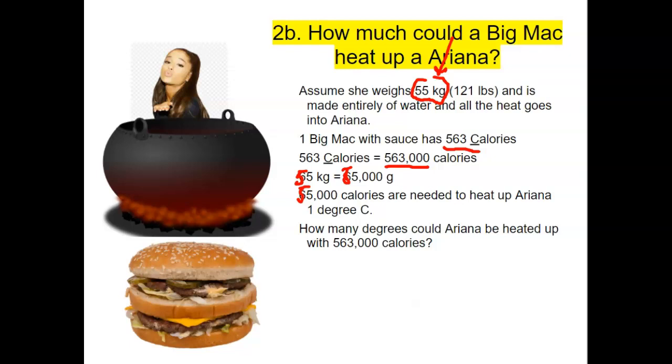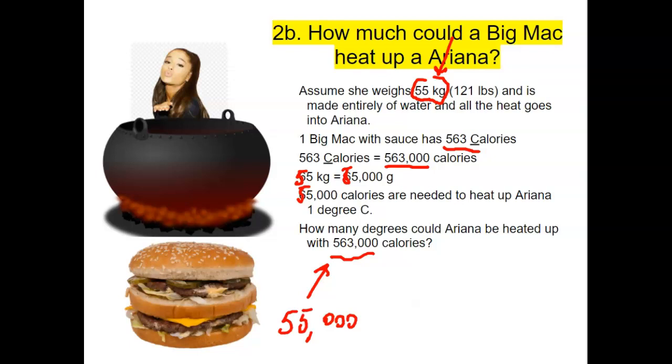So if we think we got 563,000 little c calories in a Big Mac, and we need 55,000 calories to heat up Ariana 1 degree, we have to see how many times 55,000 fits into 563,000. You can see it's going to be a little bit more than 10 degrees, and we could do that on a calculator here. If we did 563,000 divided by 55,000, we're going to get a little bit more than 10.